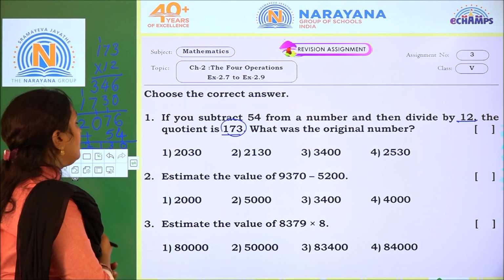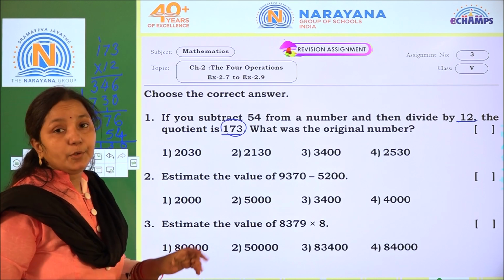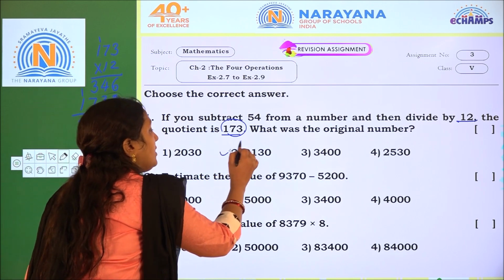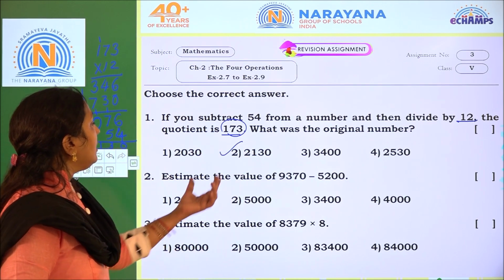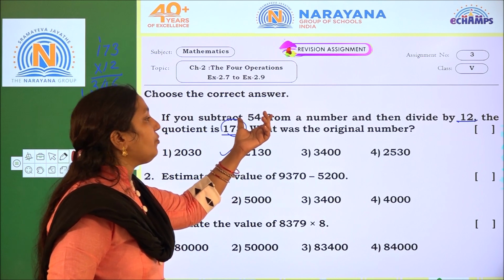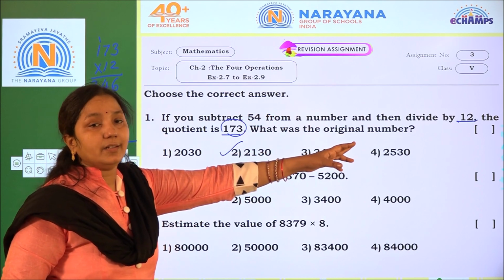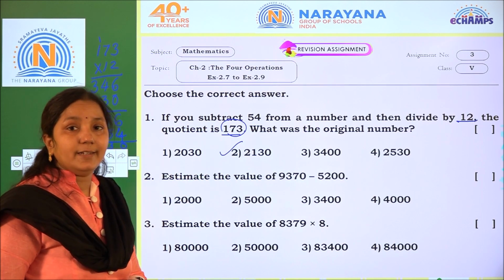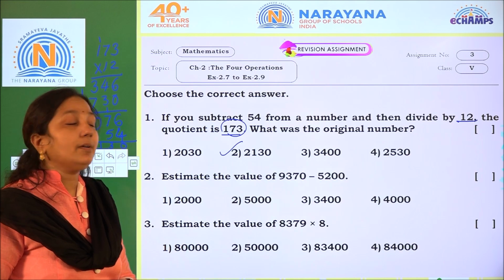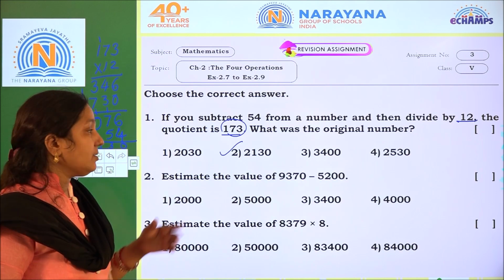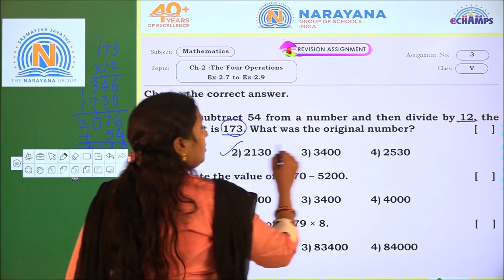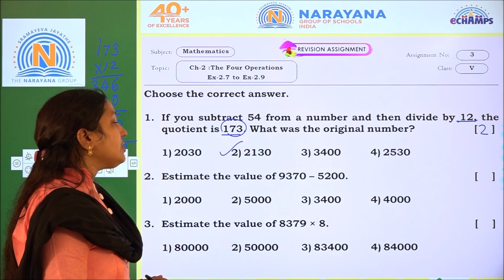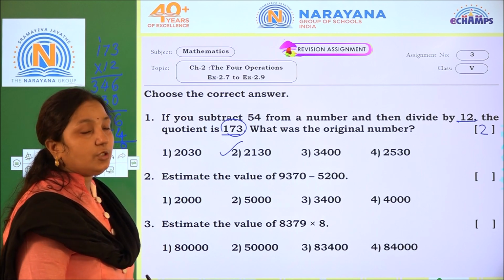So what is the answer? 2130. So what is the original number? 2130. That means 2130 minus 54, then we are dividing by 12, the quotient is 173. So the original number is 2130. Which is the correct option, children? Option 2.